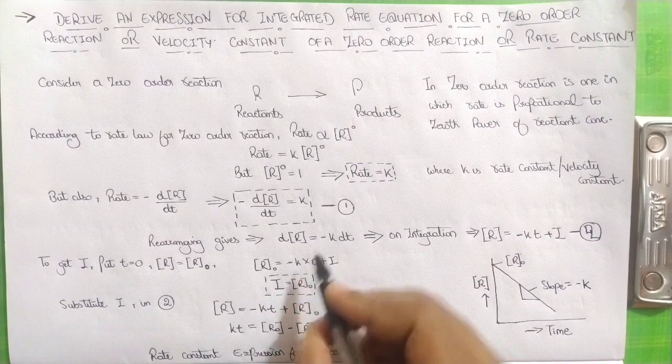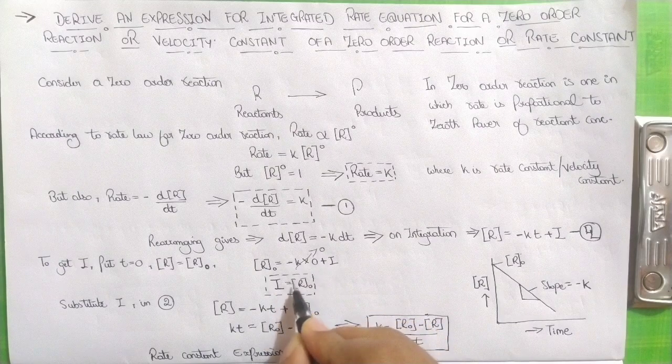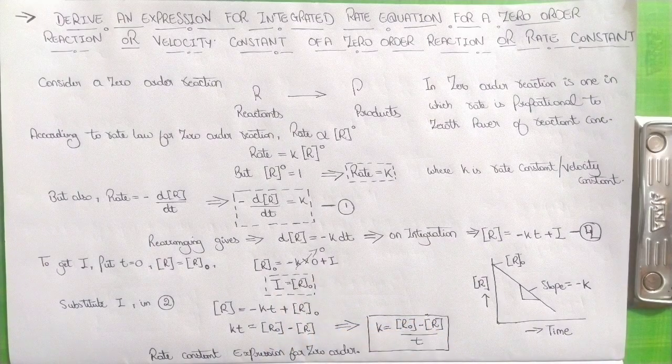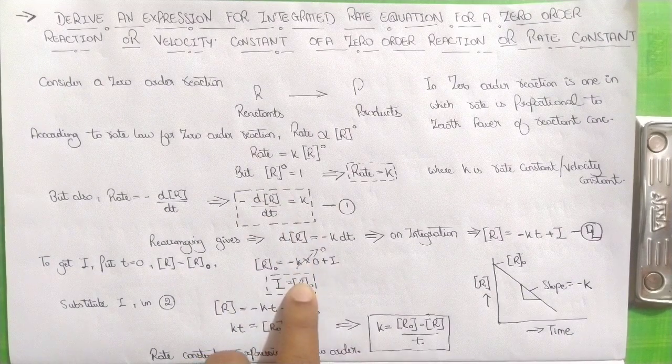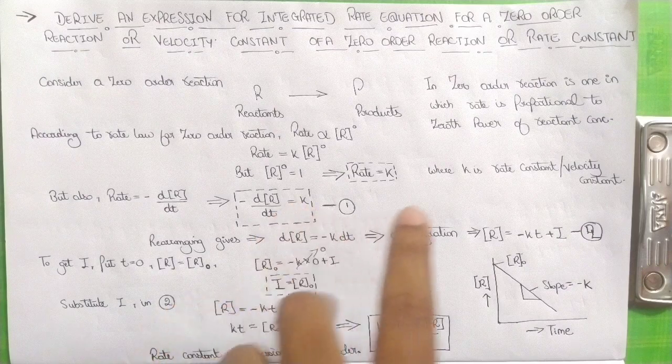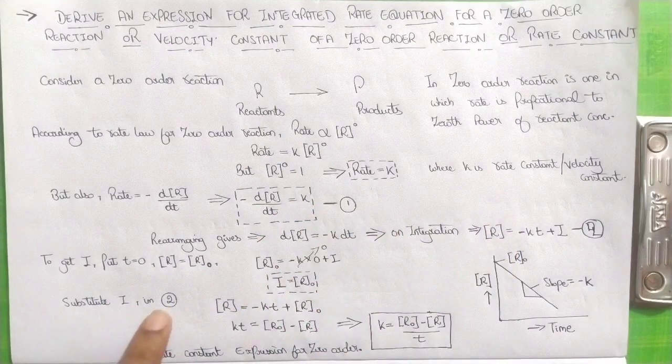This term vanishes to 0. Now I is equal to the initial concentration of the reactant, R naught. Okay, we got the I value from the initial condition. Now this I value is substituted in this equation. Okay, now substitute this in 2.